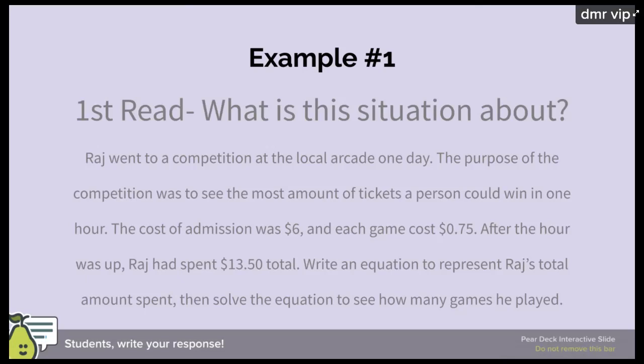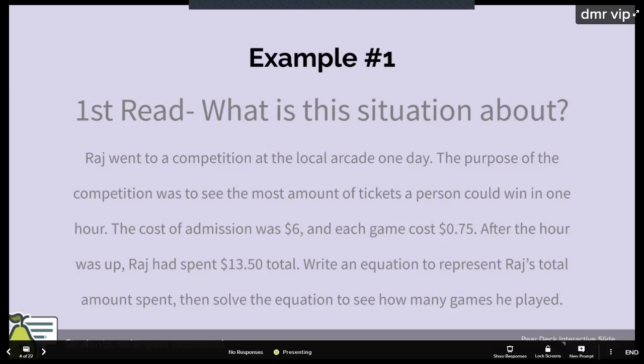Raj went to a competition at the local arcade one day. The purpose of the competition was to see the most amount of tickets a person could win in 1 hour. The cost of admission was $6, and each game cost 75 cents. After the hour was up, Raj had spent $13.50 total. Write an equation to represent Raj's total amount spent, then solve the equation to see how many games he played. Remember, for this step, you're just telling me what is the question about.